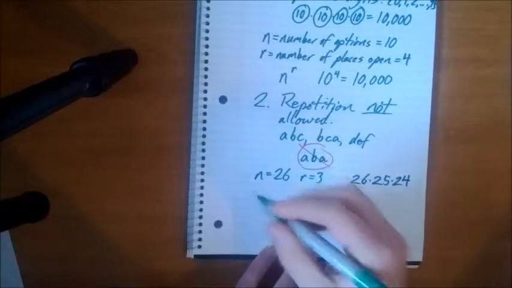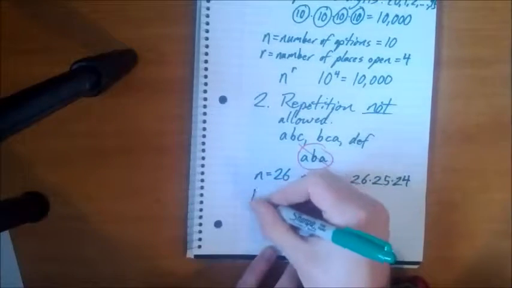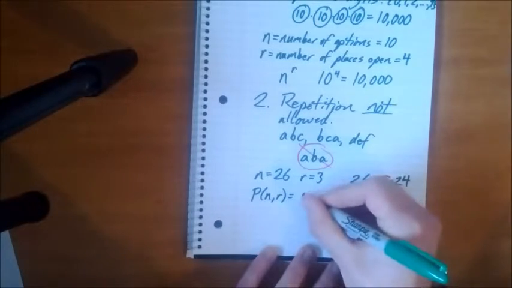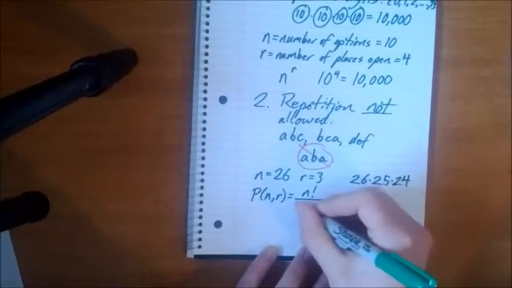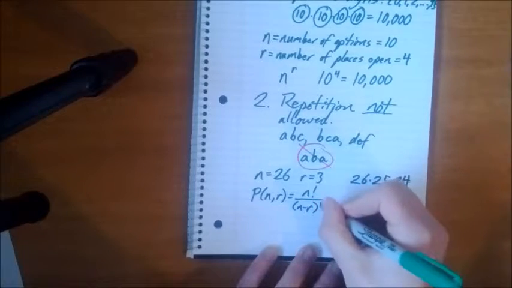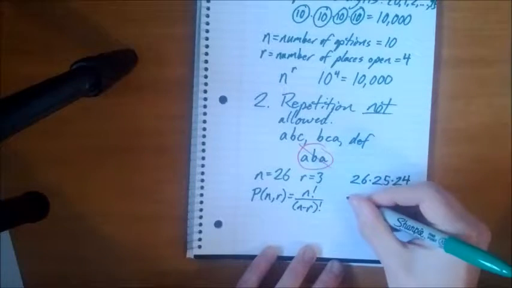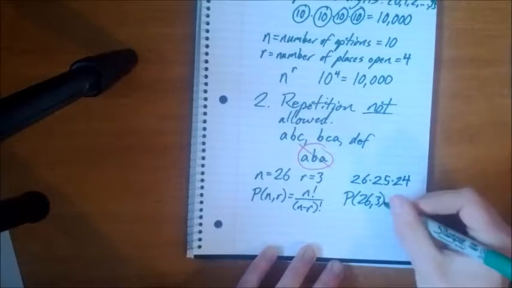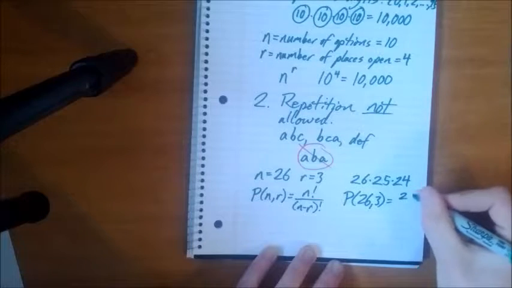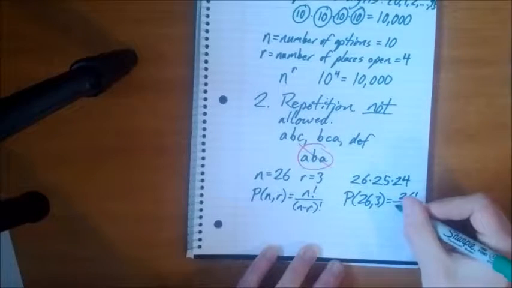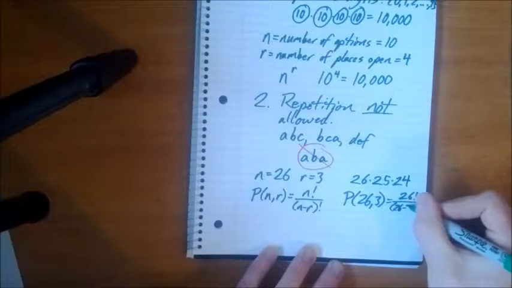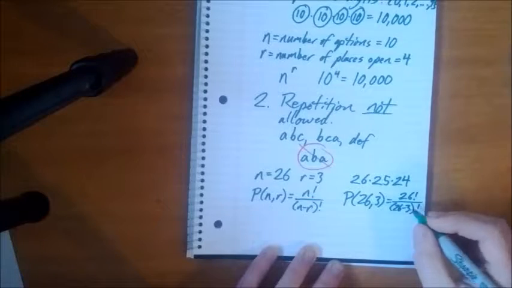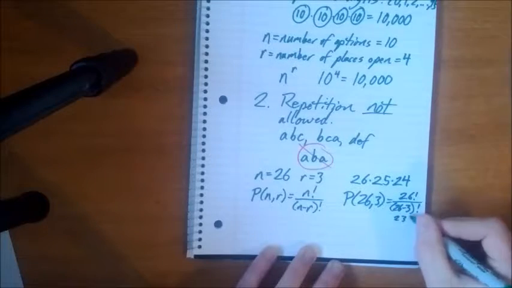We have a long and proper format, and it goes like this. P of n r equals n factorial over n minus r factorial. So in this case, we have P of 26, 3, the bigger number goes in front, and the bigger number goes on top. 26 factorial over 26 minus 3 factorial. Okay, so 26 minus 3 is 23 factorial.